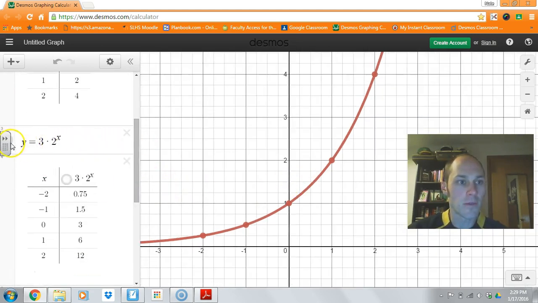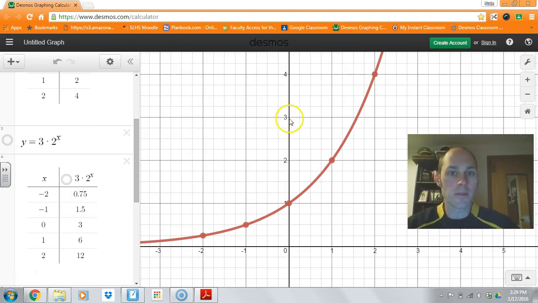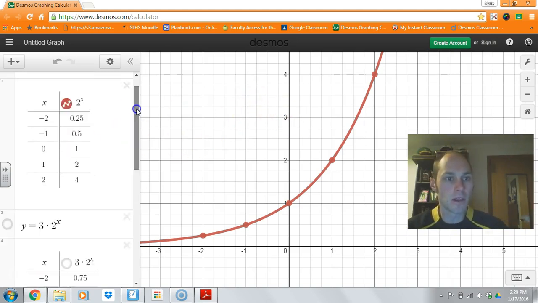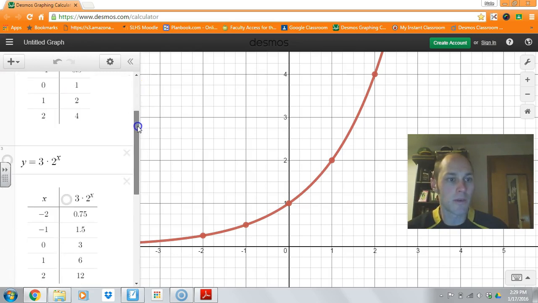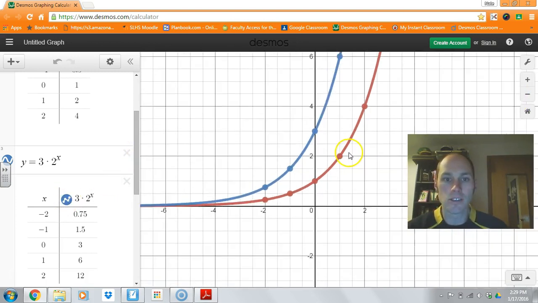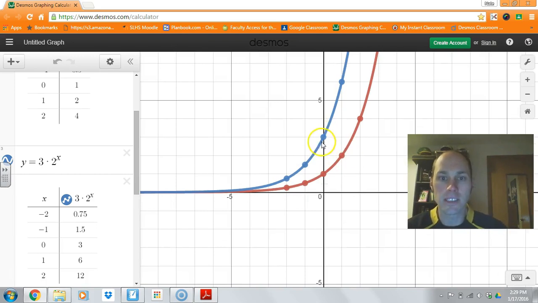Let's take a look now at 3 times 2 to the x. Well, 3, as you recall, should be the y-intercept. So it should be crossing up here at 3, but it's multiplying by 2 just like the previous one was. So it should have the same curve to it. It's just that the graph is shifted up. As I zoom out, we see that the curve is the same. The graph is just shifted up.